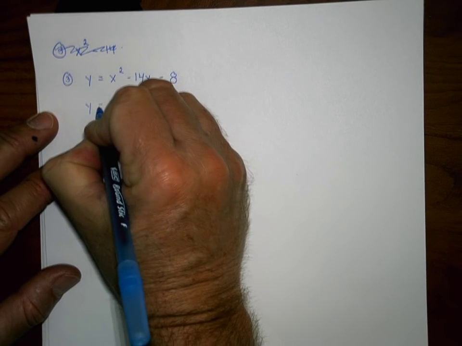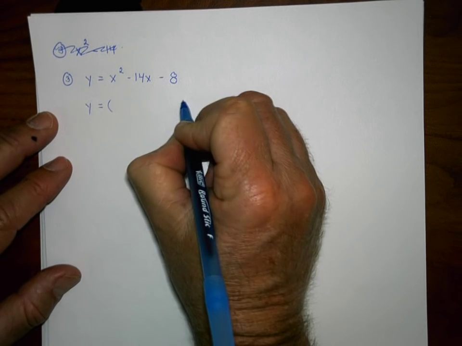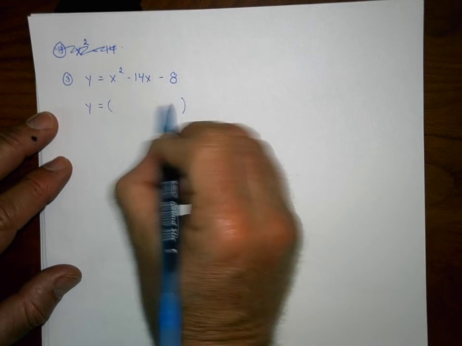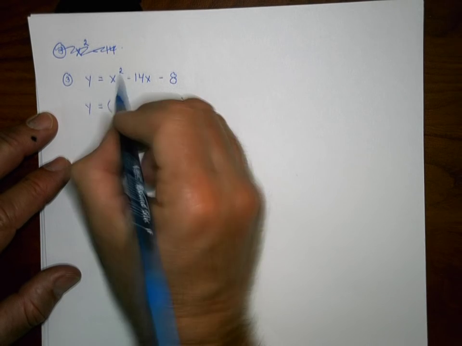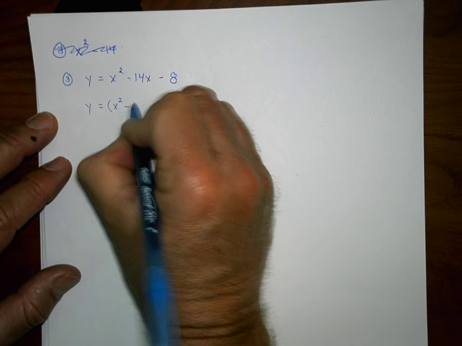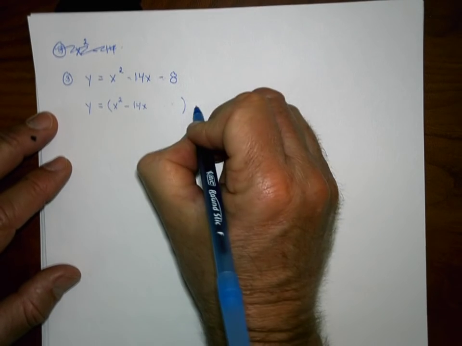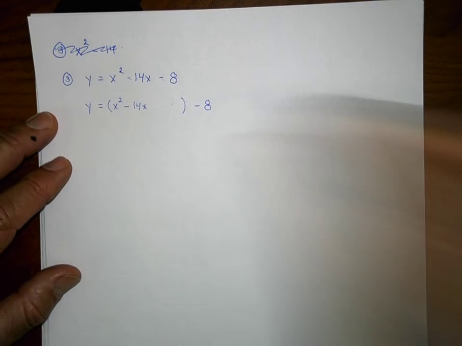So what do I do? Remember, the first thing I do, leave the y, leave the equal sign, draw a set of parentheses, make it pretty long, write the x squared inside the parentheses, write the minus 14x inside the parentheses, do not write the minus 8 inside the parentheses, move the minus 8 to the outside of the parentheses.